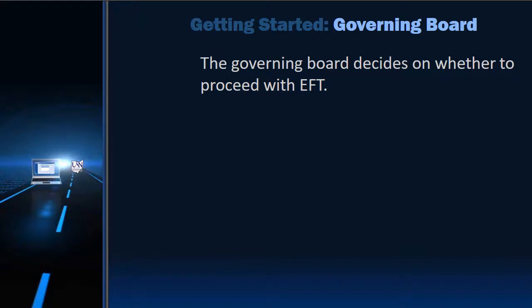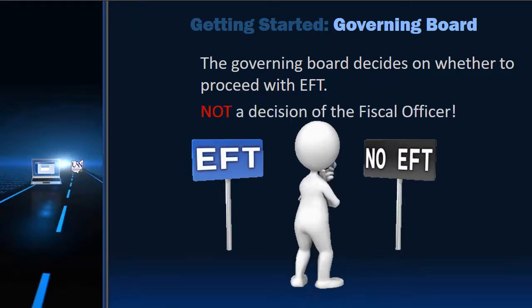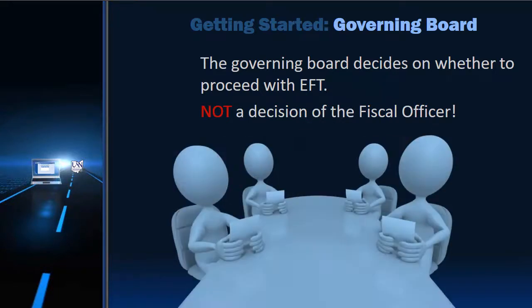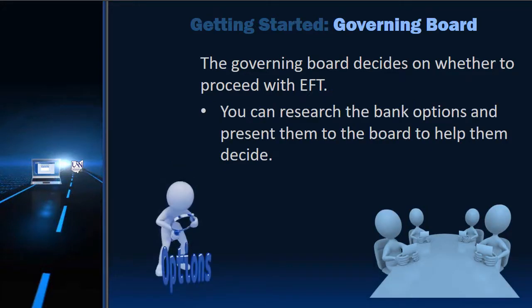The next item is important. The governing board decides on whether to proceed with EFT. This is not a decision the fiscal officer makes. Your board decides and must formally adopt it. You can help them to make an informed decision by researching the bank's options and presenting the information to the board, but they are the ones who must decide.